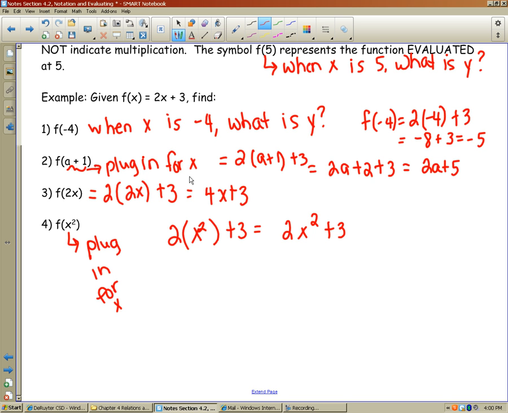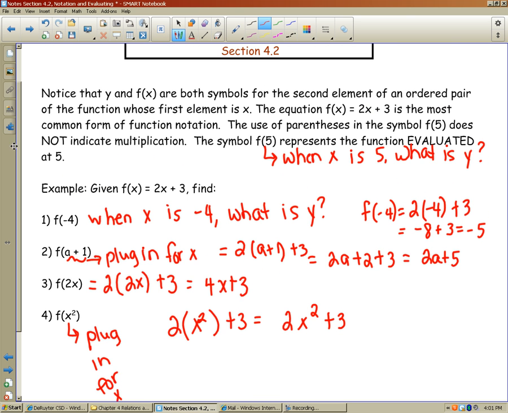So don't get confused. Remember, f of x or f of negative 4 is saying what is the y value when given that x value. If I have just a plain old f of x, this just means y. This is the same thing as y.